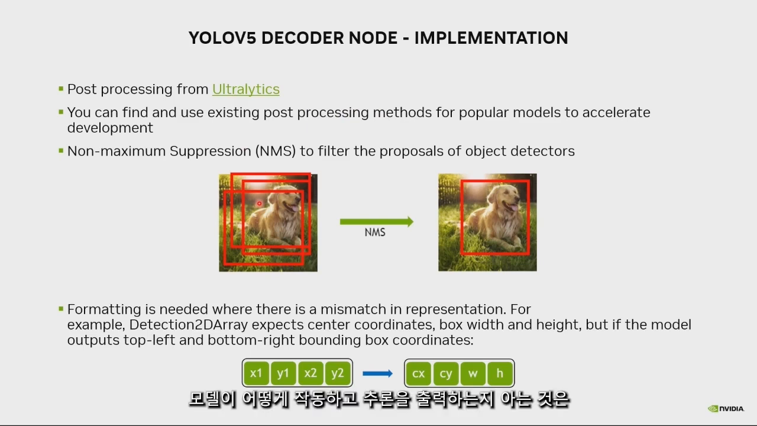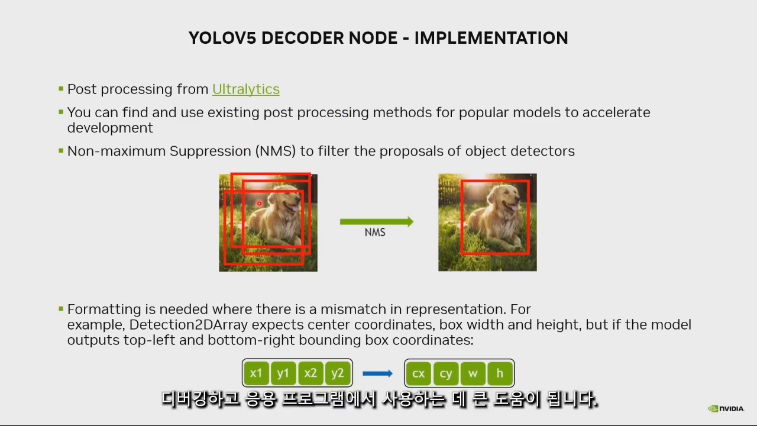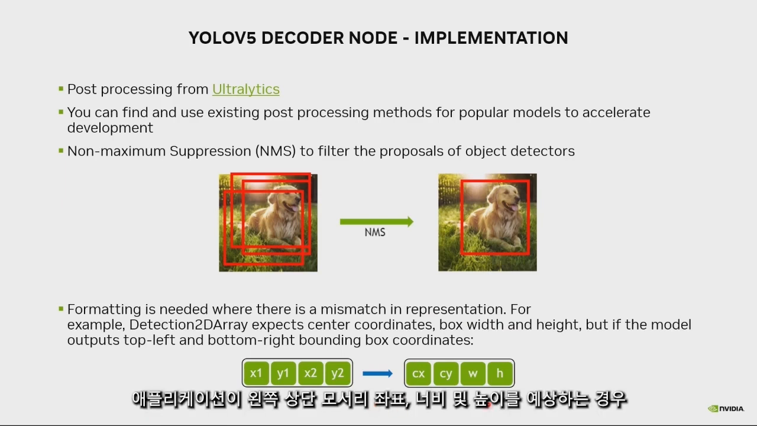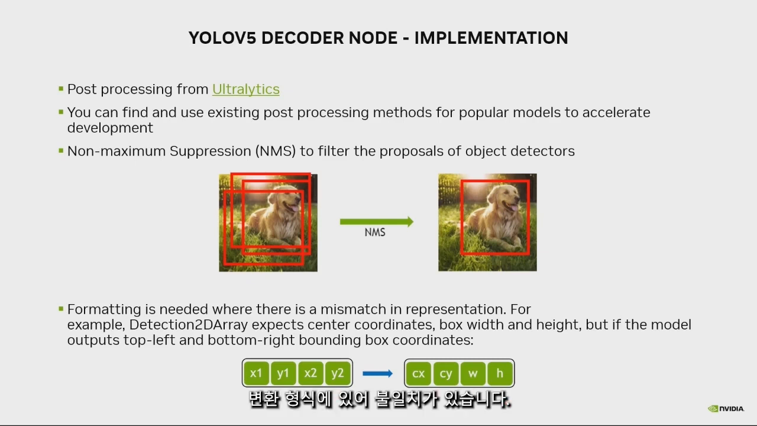Knowing how a model works and how it outputs inference goes a long way while debugging and using it in your applications. A note here is to check whether the model outputs information in the format your application is expecting. For example, if the model outputs bounding box information as top left and bottom right corner coordinates, but your application expects the top left corner coordinates, width, and height, then there is a mismatch there, which needs to be converted to the expected format. These are pretty straightforward changes, but necessary for your decoder to work correctly.